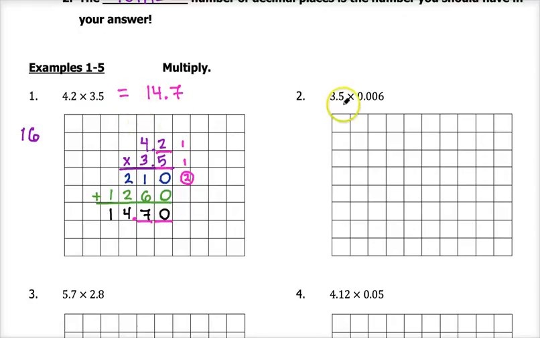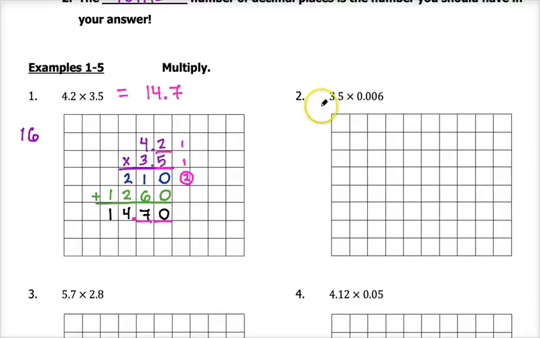Okay, let's try 3.5 times 0.006. So let's first of all estimate and see what our answer should be close to. 0.006 is really close to 0. So this answer is probably going to be really small. It's going to be closer to 0 than anything else. It's not going to be exactly 0, but it's going to be a pretty small number.